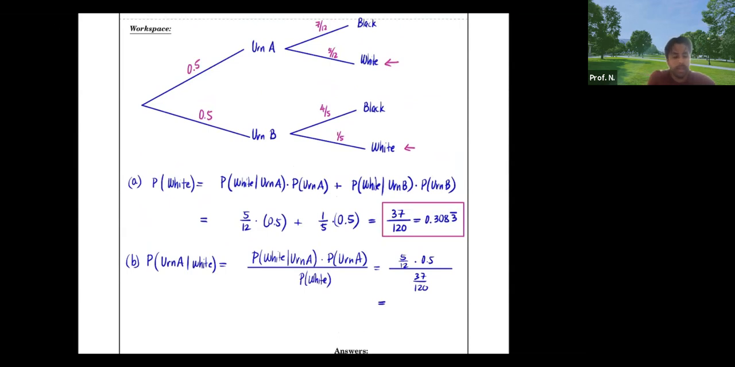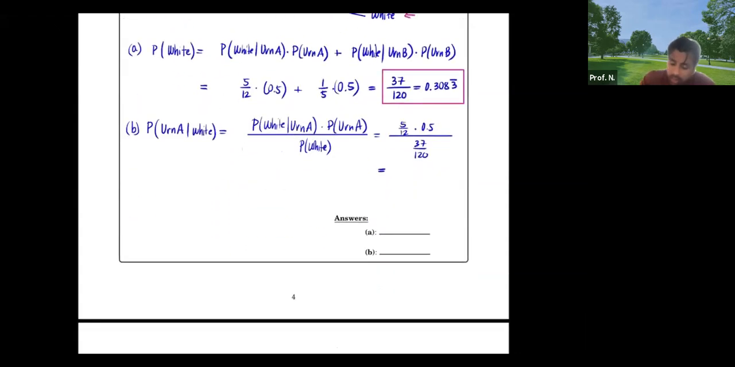So when you put that in the calculator, what do you get? You get 5/12 times 0.5 divided by 37 out of 120. And I do get exactly that. I do get 25 out of 37, which is 0.657, but these numbers here repeat.